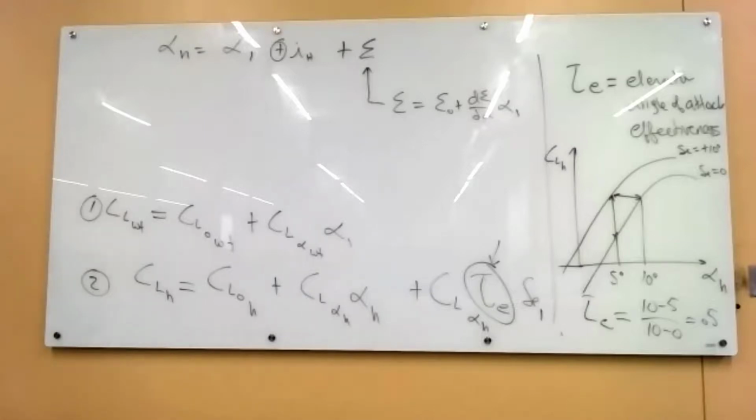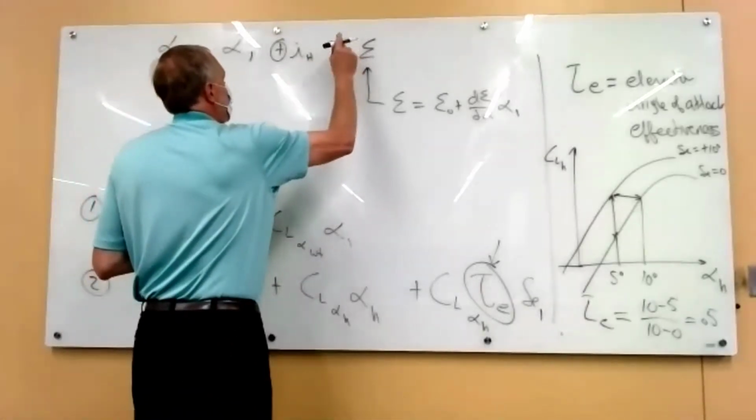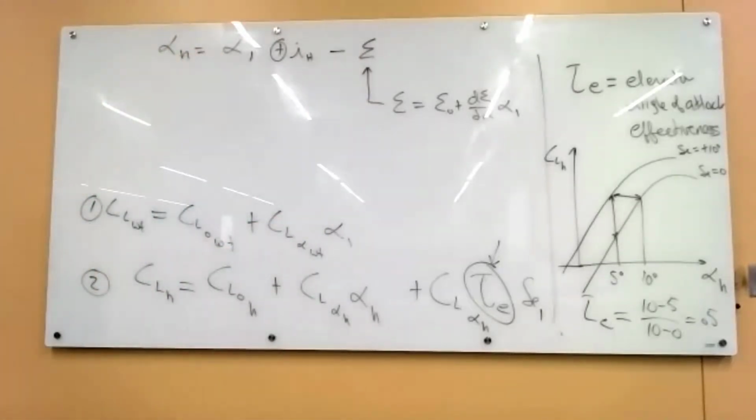Pardon? What is it? Oh, thank you. No, downwash is down, so it's negative. Thank you. You're doing a good job looking through the poll. Oh, you're looking on the screen. Yeah.